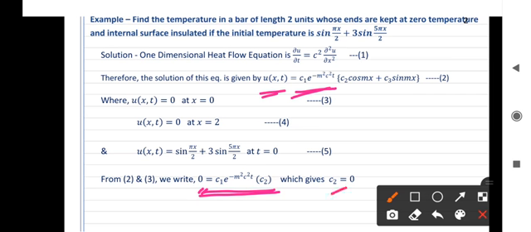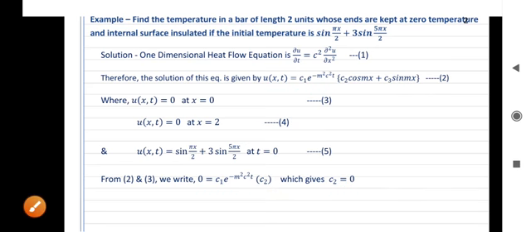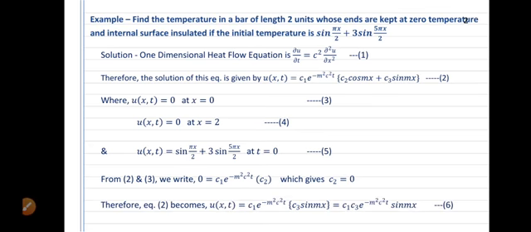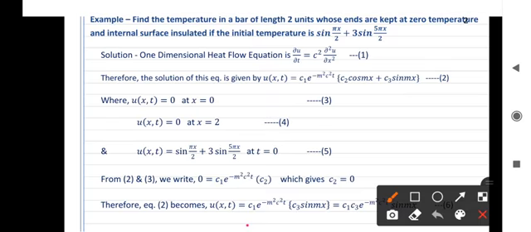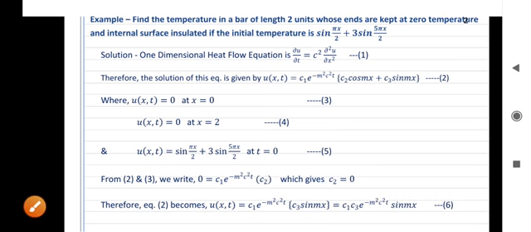Now use this value of c2 in equation 2 so that you will get a more finished solution for the temperature function u. So equation 2 becomes u(x,t) equals c1 e^(-m²c²t) times c3 sin mx. You may collect the constants together, which gives us c1 c3 e^(-m²c²t) sin mx as the function u.